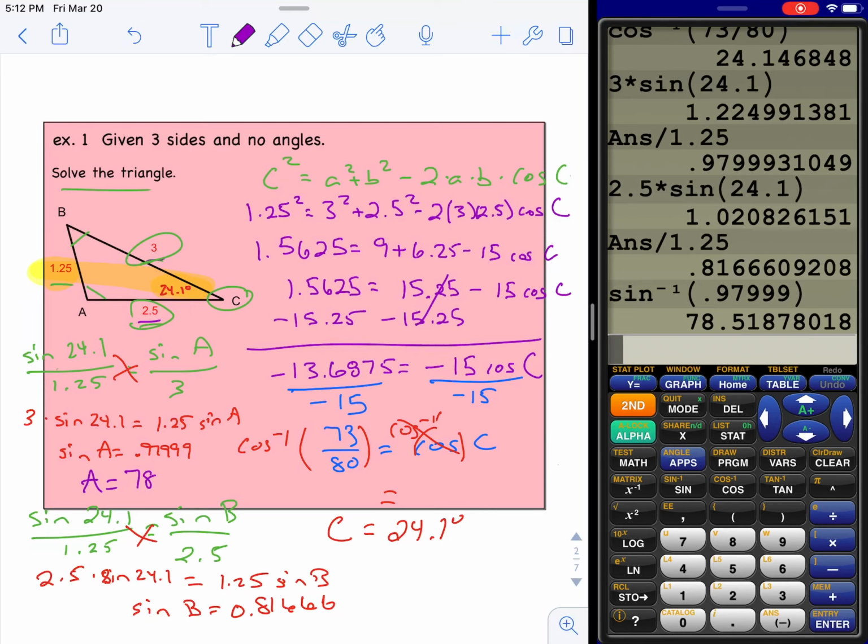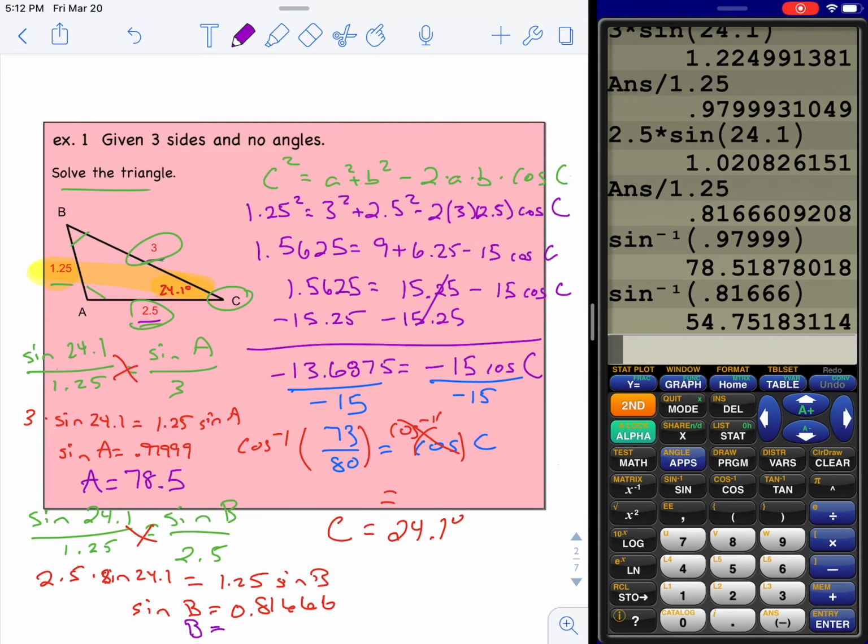Okay, so angle A is equal to 78.5 degrees, and angle B is equal to 54.8 degrees. Okay, so now I can go back. I can fill in 78.5, and I can fill in 54.8.